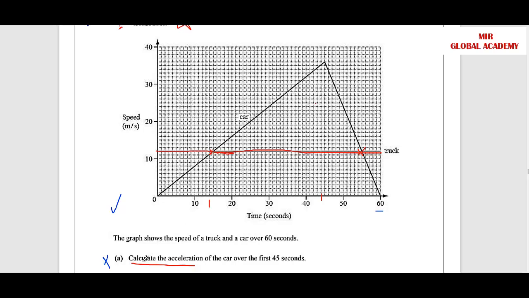We have to calculate the acceleration of the car over the first 45 seconds. So we have to find the gradient of this portion of the car, that is rise over run. So the height of this is 36.